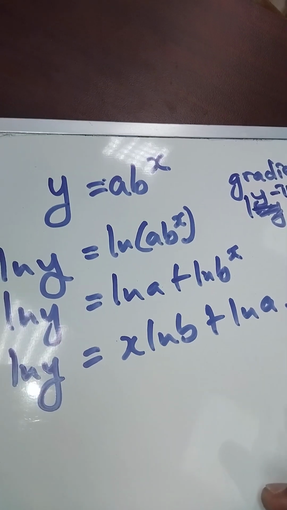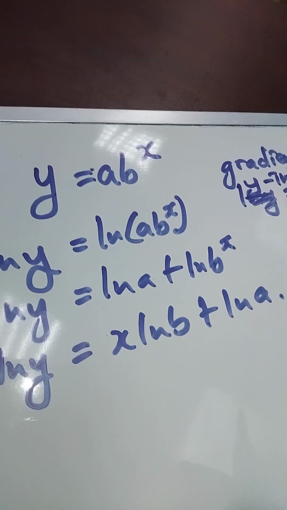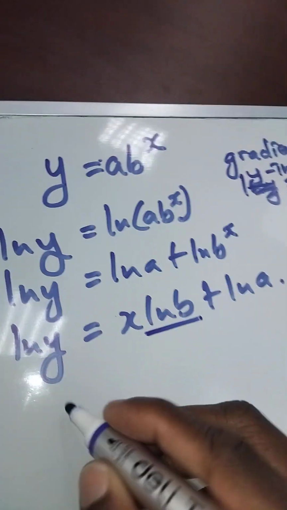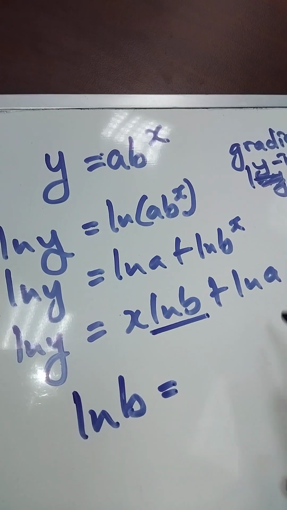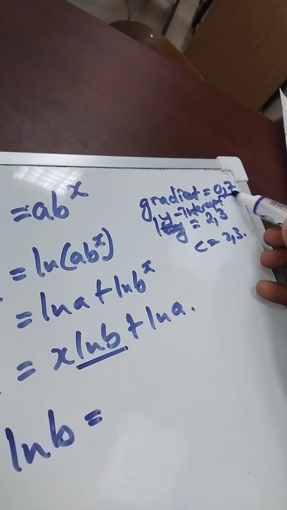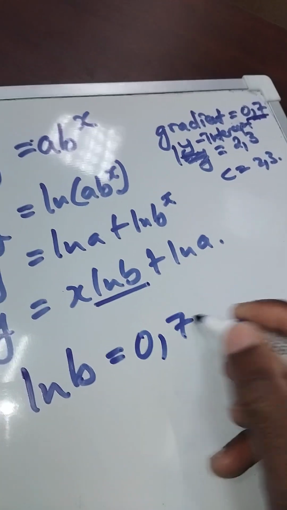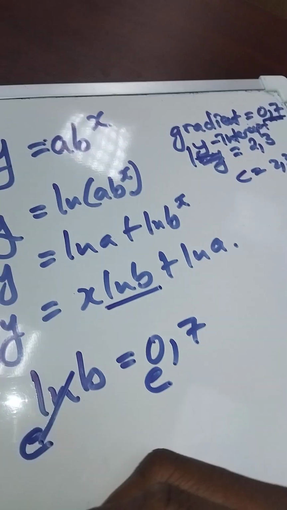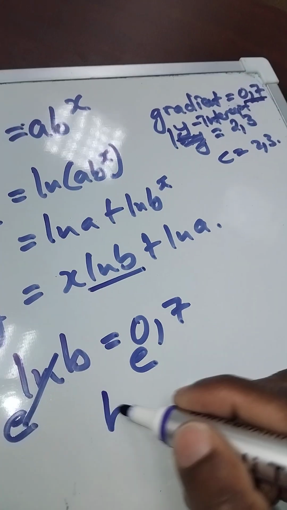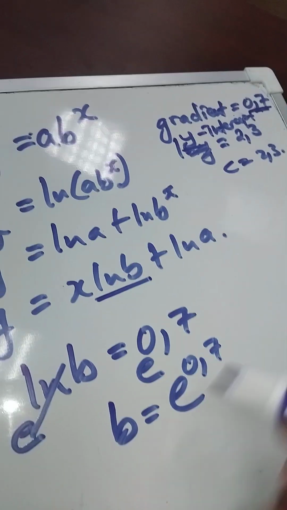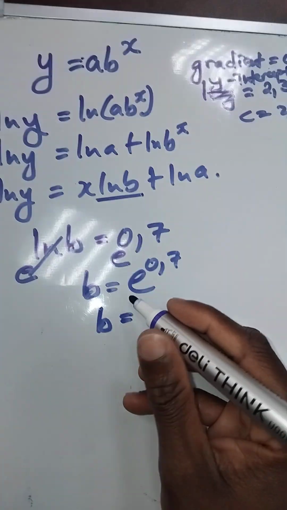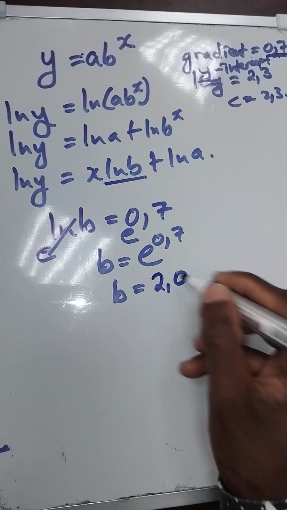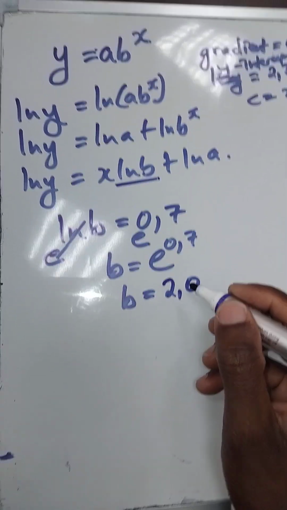So how do we find b and a? Remember, b is the gradient. So b is equal to the gradient, 0,7. We introduce exponential on both sides to remove the ln. So we get b is equal to e to the power 0,7. So b is 2,0 to two significant figures.